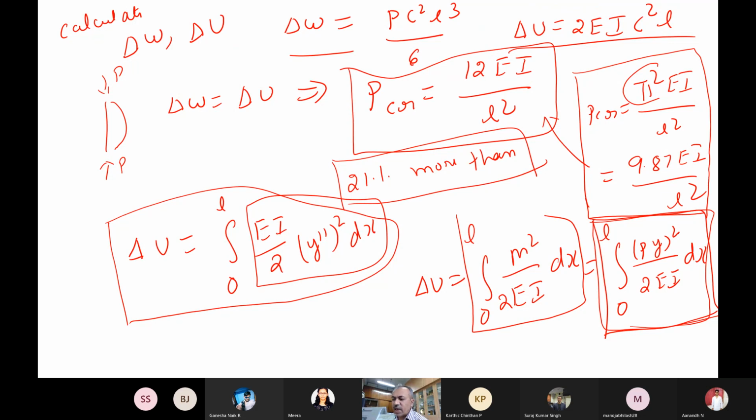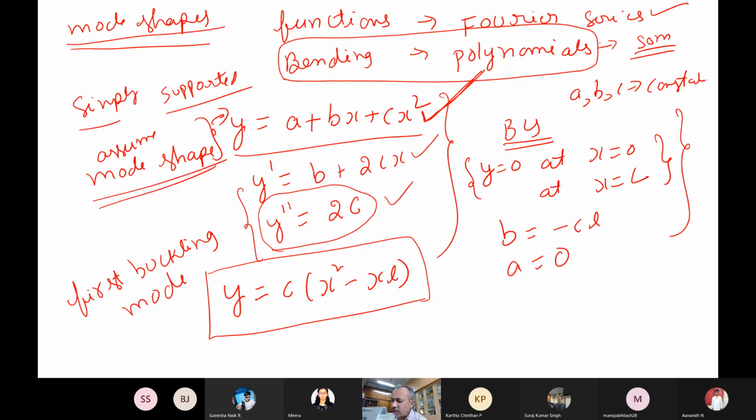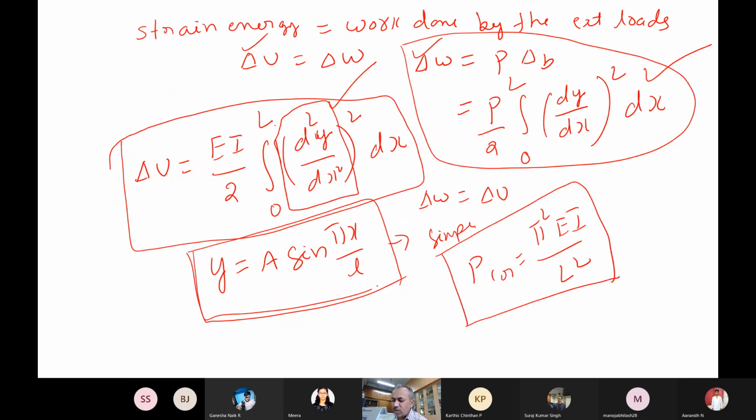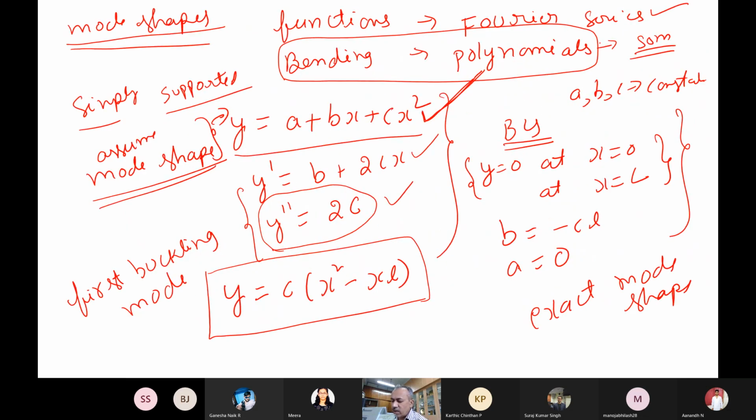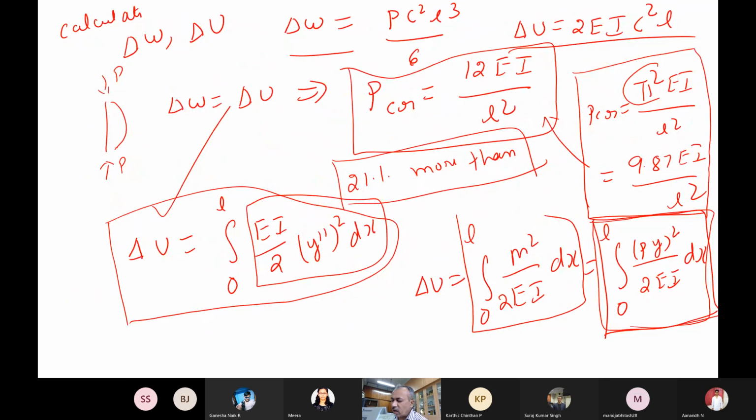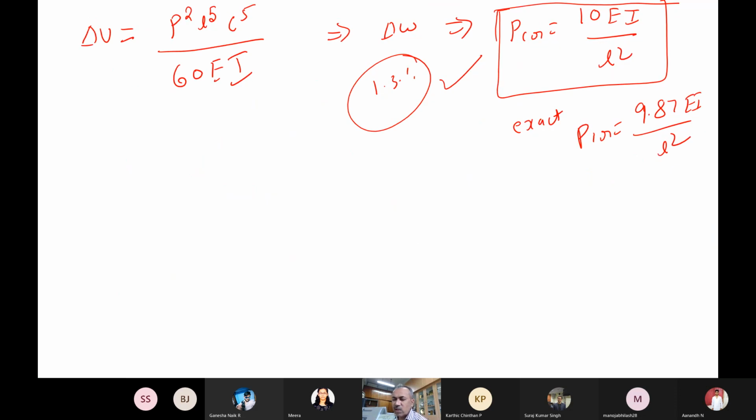Of course, if you use the exact mode shape, the exact solution, sine pi x by L, like in the previous problem, then whether you use this d square equation or this one, both will give you the same answer, because things are exact. But if things are not exact, then if you use this you may get something, and if I use this you may get something else. So here you have to be slightly careful. This is a very important thing about the energy methods.